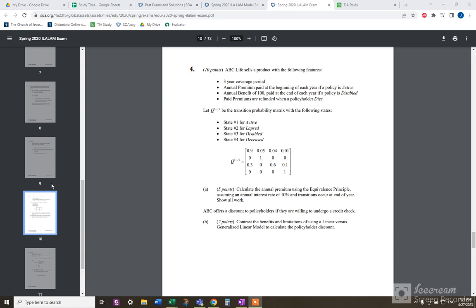This solution is based off of question 4A on the spring 2020 LAM exam. And as you can tell, if you look at this, it actually becomes complicated really quickly because we have a 4x4 matrix, and we need to go 3 years, and we need to use the equivalence principle and use a discount rate to find out what we should establish our premiums at.